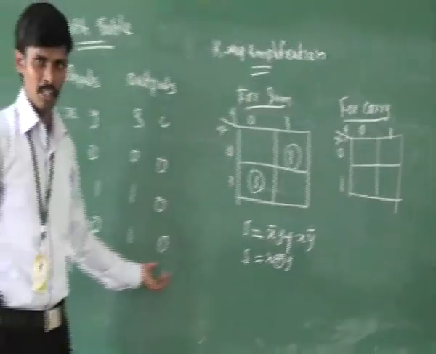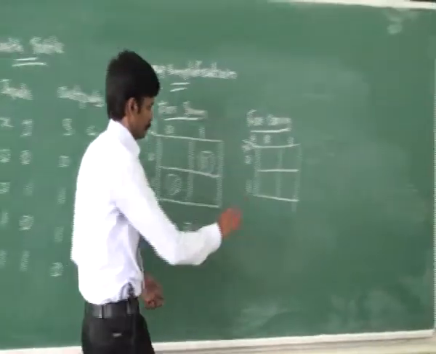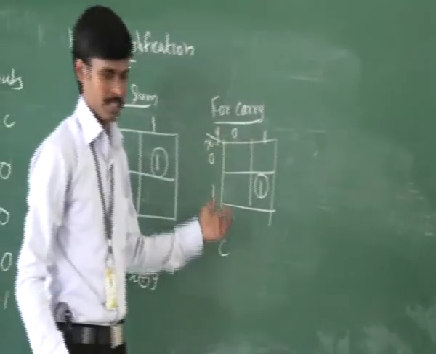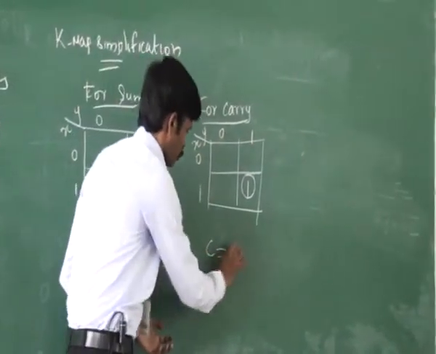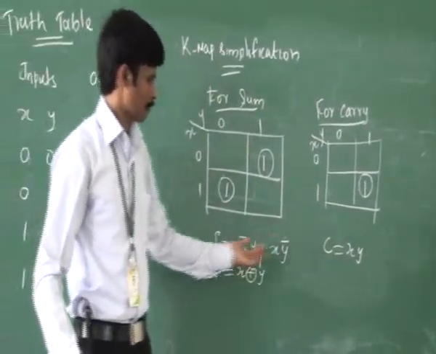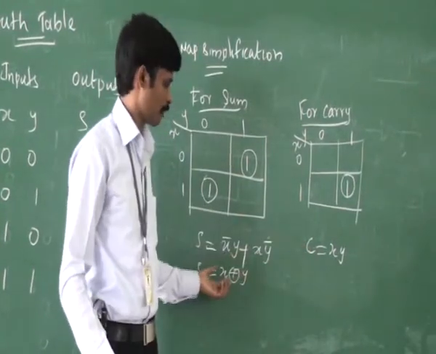Here the carry will be 1 when both the inputs are 1. So the carry expression will be C is equal to x into y. Then from this expression we have to draw a logic diagram for half adder.